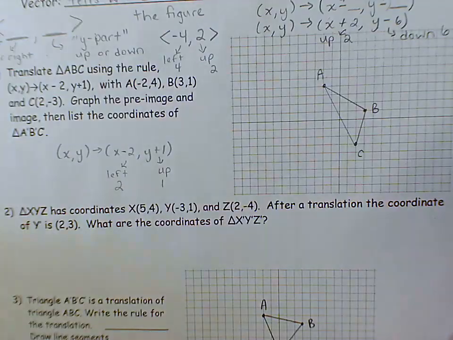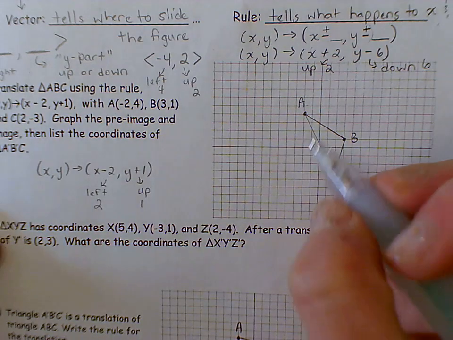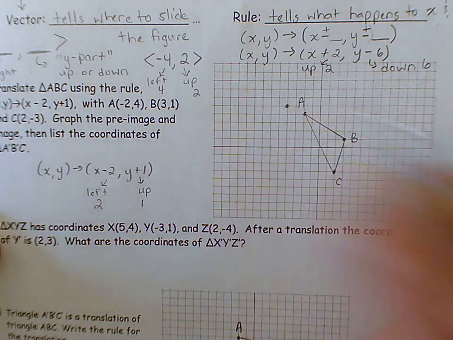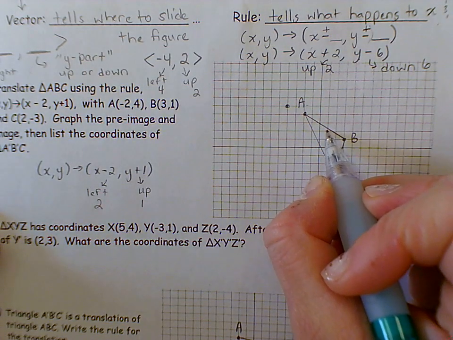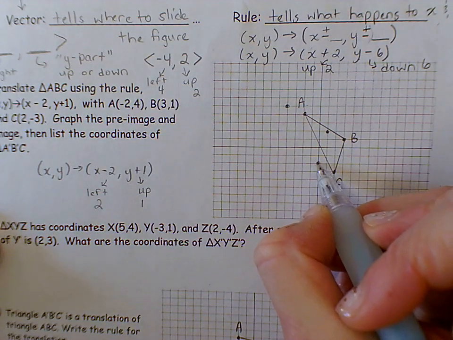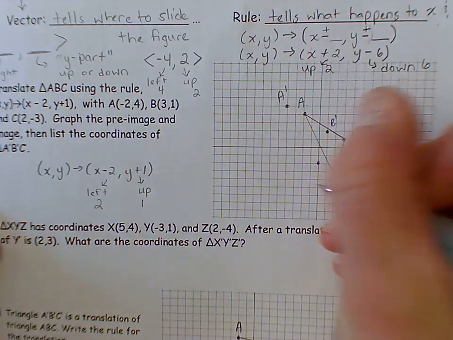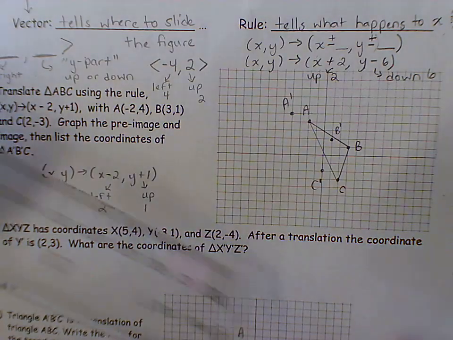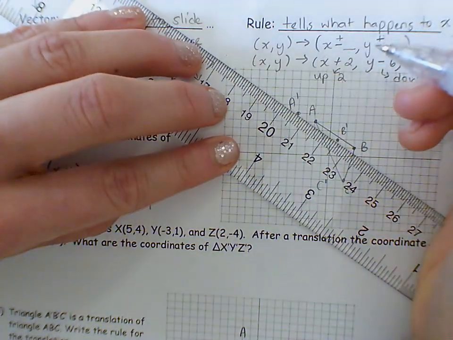All right, so I have to take each of those points and move it left 2 and up 1. So I take this one, left 2 and up 1. So A ends up right there. B, left 2 and up 1. So B would end up right there. And then C, left 2 and up 1, right there. So what I just did is I translated, and notice how I'm labeling them with the primes, I just translated that figure. So if they were just asking you to graph it, then you would be done.